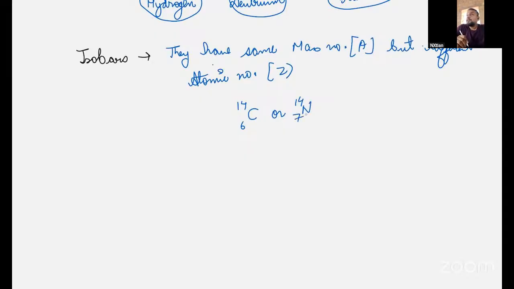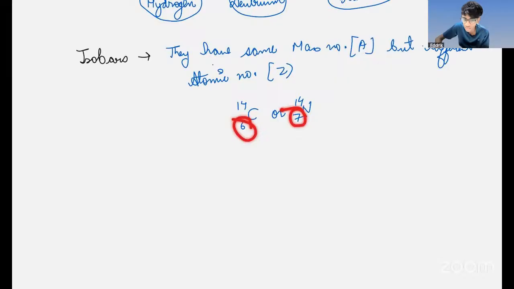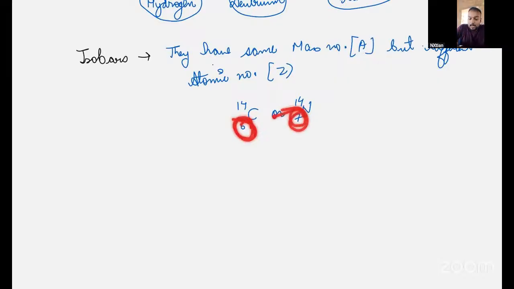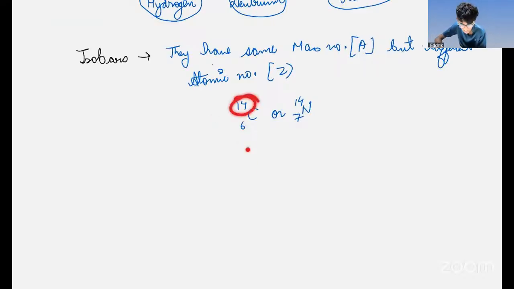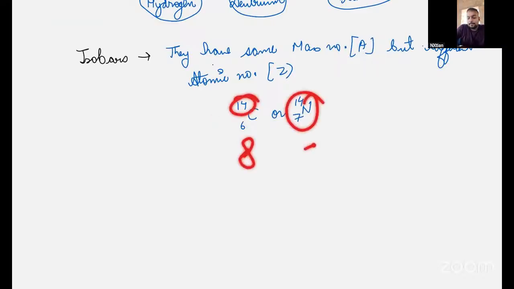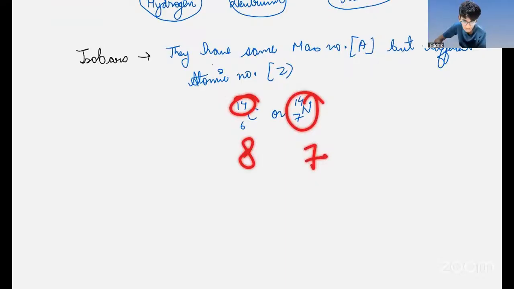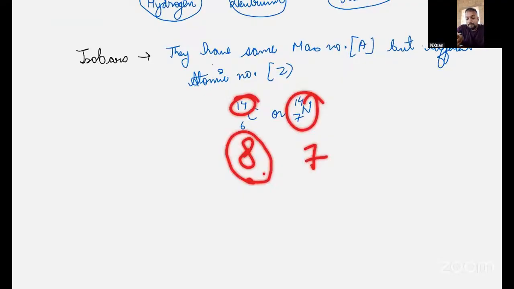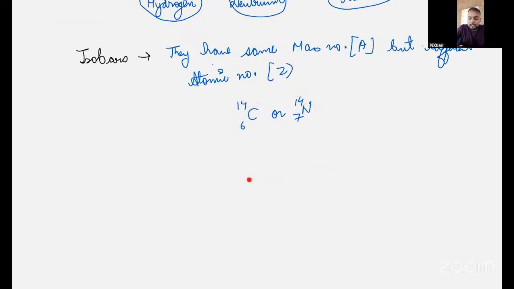Now in this we can see that the number of protons is 6 and 7, the number of electrons is 6 and 7. But the number of neutrons in carbon is 8, and in nitrogen it is 7. Because the carbon has an extra neutron, we can see the isobars. Got it?